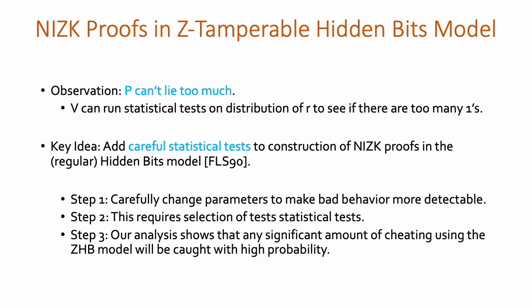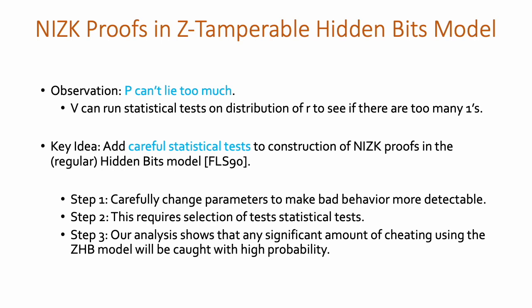Due to lack of time, I give a quick overview of the key ideas in their construction. We start with the hidden bits model from FLS and change the parameters to make sure that the cheating behavior of the prover gets easily detectable. Next, we allow the verifier to run some statistical tests based on the distribution defined by the random oracle. This allows the verifier to check whether the number of zeros and ones opened by the prover matches the correct distribution. If not, then it will reject.